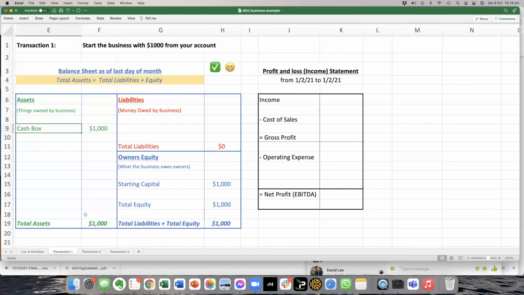So you can see we have total assets here of 1,000, and we have a starting capital of 1,000 and total liabilities plus total equity of 1,000. So we don't have any liabilities at the moment. You'll see that as we go through.